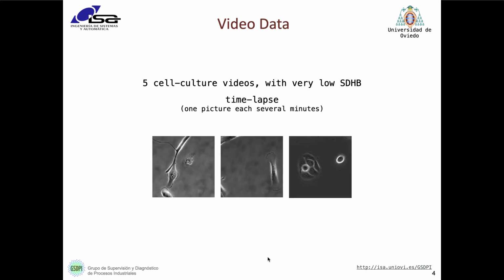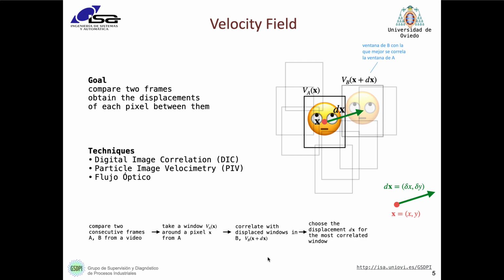The videos used for the experiments were taken from 5 cell cultures with very low levels of SDHB. Cell movements are extremely slow, so time-lapse videos were built taking a snapshot at regular intervals of several minutes each, to produce the input videos. The velocity fields showing the cell displacement can be estimated by comparing consecutive frames.